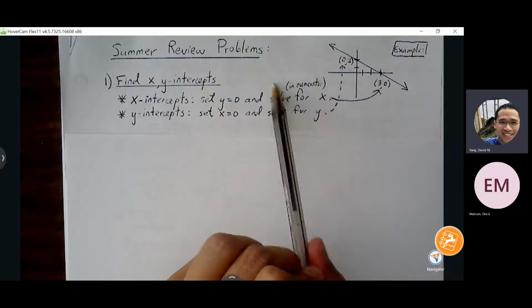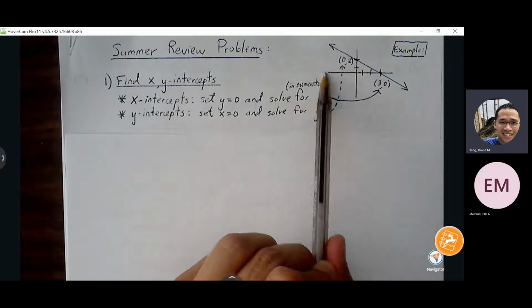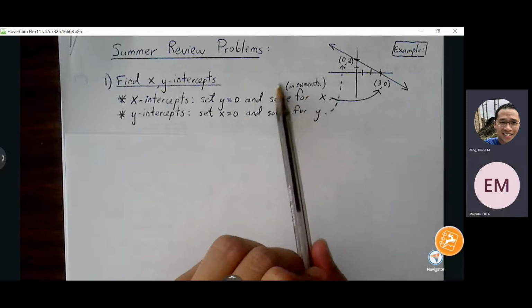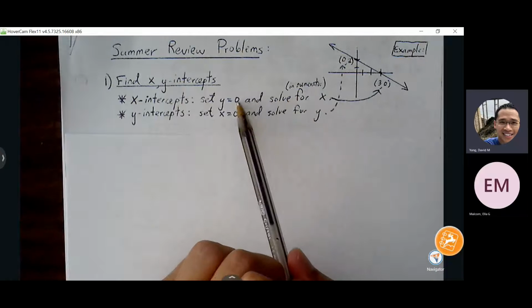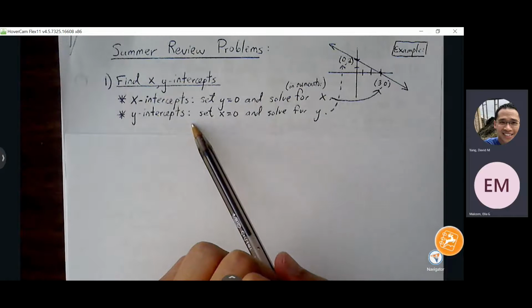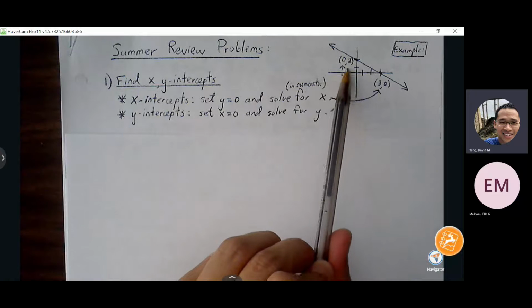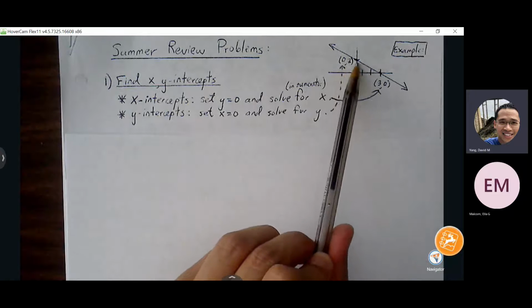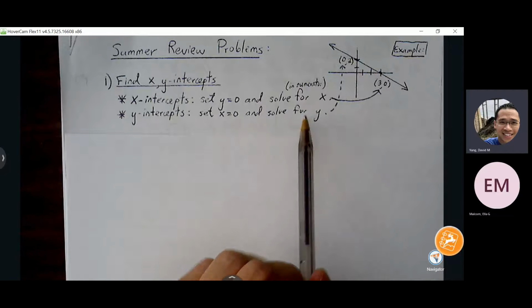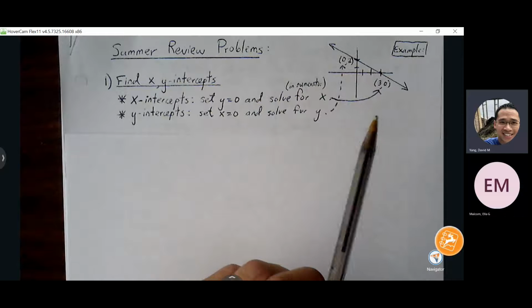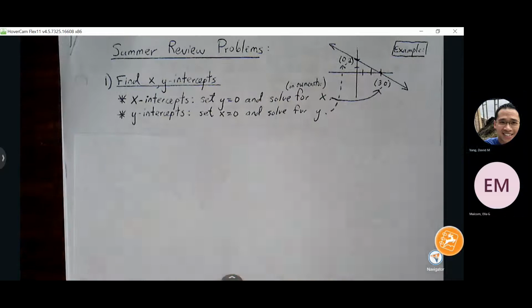Just in the numerator, though. If there's a denominator, we completely ignore it. We just set the numerator of the function equal to 0. To find the y-intercept, which could look like (0, 2), the y-intercept has an x value of 0. So if I replace x with 0 and solve for y, I'm able to find my y-intercept that way.